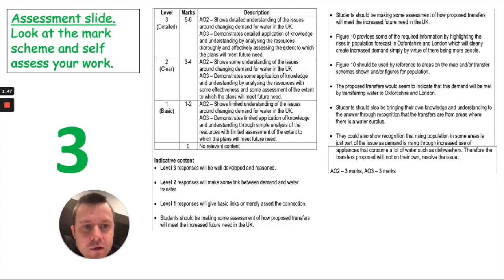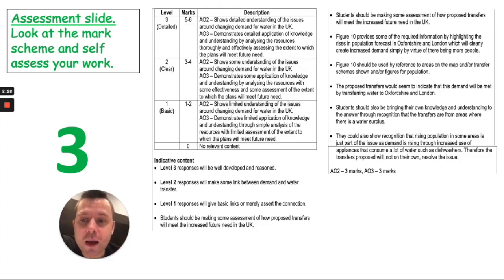In addition to this, you need to think, is it just more people in these areas that is increasing the water stress? Or is it the fact that these people are having bigger houses? Maybe they're having bigger gardens that need watering, more appliances in the home, bigger baths that use more water, dishwashers. Will simply moving water solve the problem, or are there other things that you need to think about? Maybe installing water meters so people use less water, or encouraging people to buy more energy and water efficient appliances that use less water.